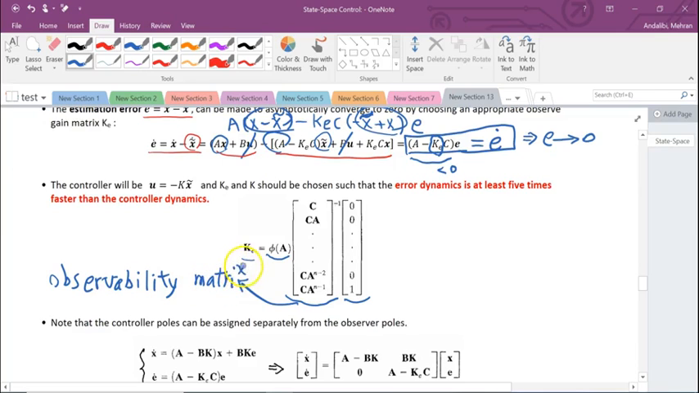So can we always find a KE? Yes, as long as this observability matrix is full rank. Because look here, we need to invert it. So this guy has to be what? Full rank. In other words, the system has to be what? Observable. If the system is observable, this matrix is full rank, the inverse of it exists, and we can always find the gain matrix for the observer.